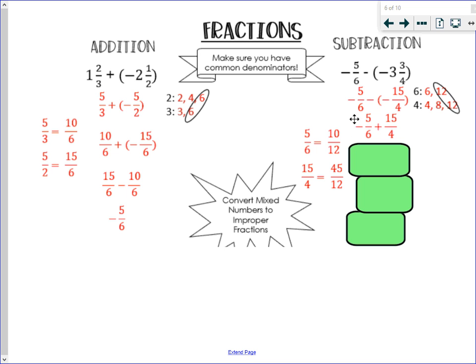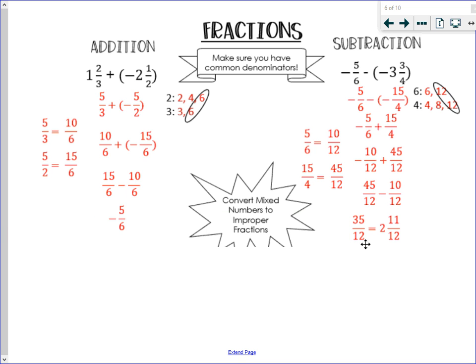Then we look and see if the signs are different or the same. And in this case, we have a negative and a positive, so the signs are different. So we're going to subtract these. Remember, when the signs are different, you subtract. So 45 minus 10, which is 35. And then we look and see which one was bigger, the negative or the positive. And in this case, 15/4 is bigger than 5/6, which is positive. So my answer is going to be positive. So 35/12 or 2 and 11/12.